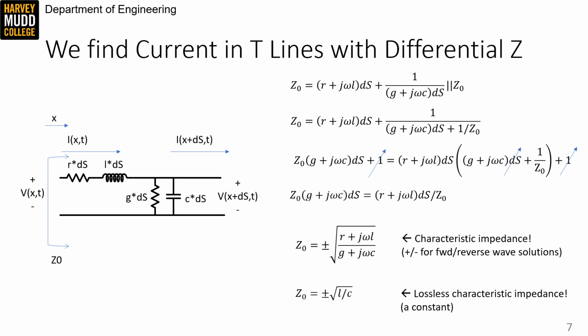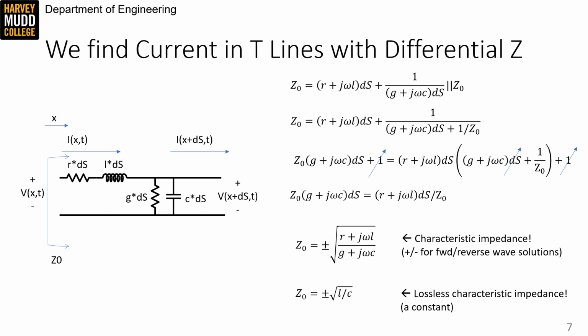So note that the ds variables cancelled, so this characteristic impedance isn't multiplied by ds, it's just an impedance. But it happens to be a ratio of two impedance densities, that's how we get to it.